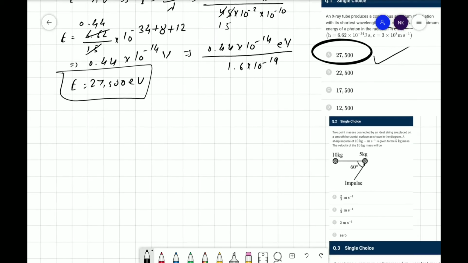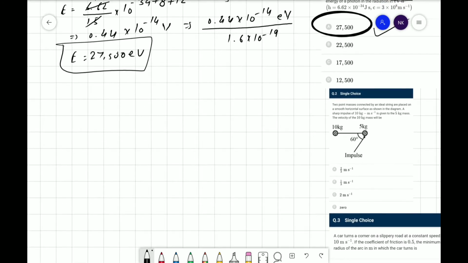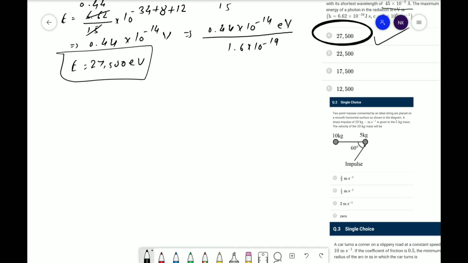Now moving towards the next question. In the next question we have 2 point masses connected by an ideal string placed on a smooth horizontal surface as shown in the diagram. Okay, 10 kg and 5 kg are connected. A sharp impulse of 10 kilogram meter per second is given to the 5 kilogram mass. The velocity of the 10 kilogram mass will be. Here we know the value of impulse.